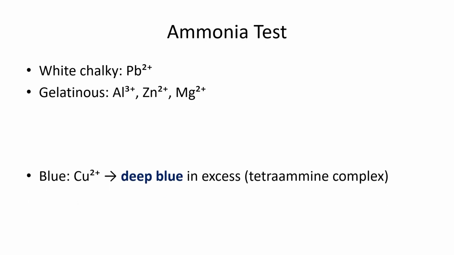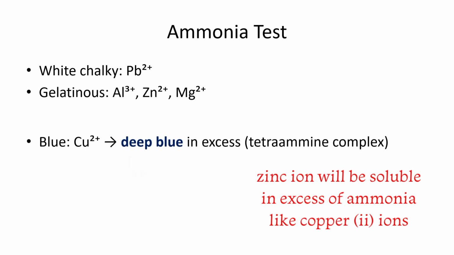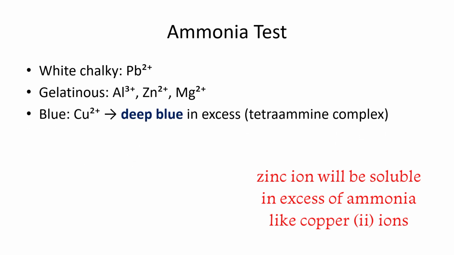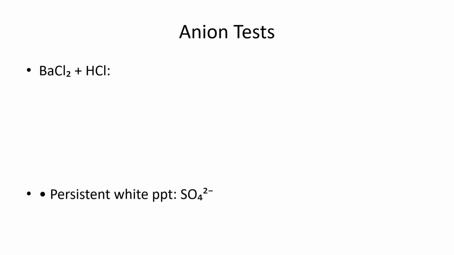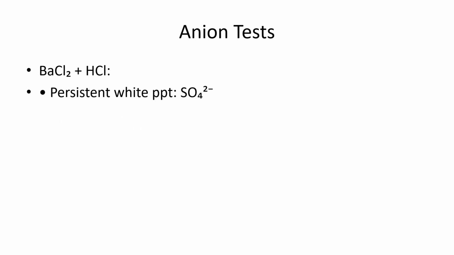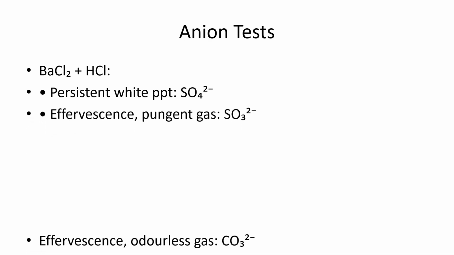Apart from zinc and copper 2, in excess of aqueous ammonia which will dissolve, for copper 2, it forms a deep blue solution which is tetraamine copper 2 ions. The rest remained insoluble. Test 3. Add barium chloride, followed by dilute hydrochloric acid. A white precipitate that persists even after adding HCl may indicate a tetroxysulfate 6 ion presence. If the effervescent of pungent gas is evolved, it is trioxosulfate 4 ions. These observations help identify the presence of metallic cations and acidic anions like sulfate or carbonate.